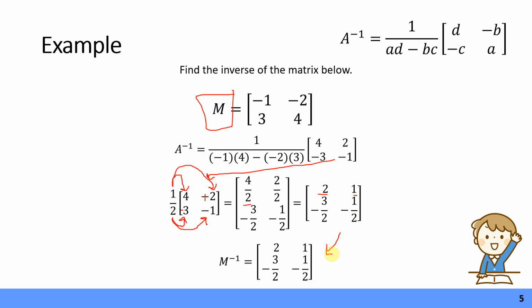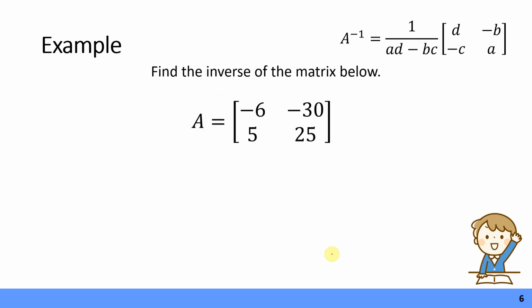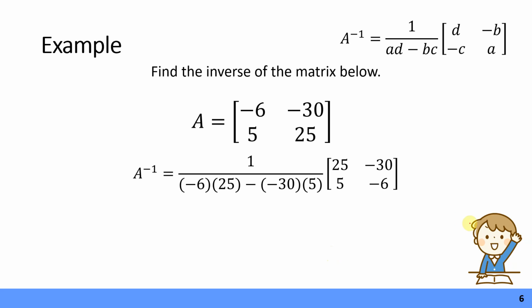Okay, again, just to make sure we're okay, we're going to do one last one before we move on to the next part. So find the inverse of the matrix below. Again, anytime you see it's a 2 by 2, you just pull out your formula. So here's the setup. Again, it's A times D, so negative 6 times 25, and then 5 times negative 30, which is right here. And now the matrix, again, you have to modify it.